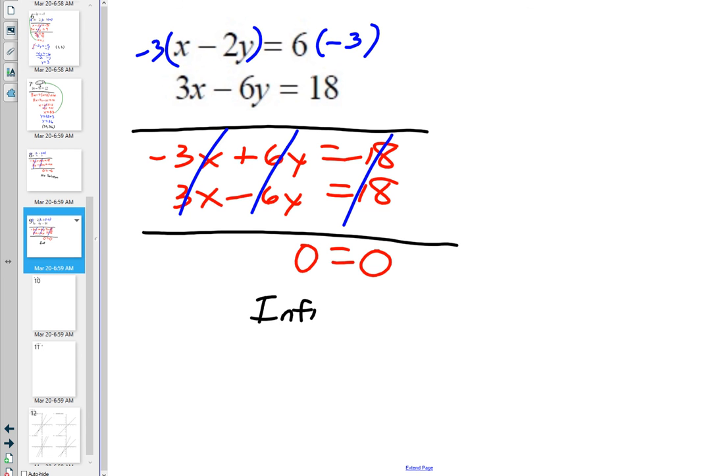Infinite. Oh, infinite, that's beautiful. Why infinite solutions? Because 0 equals 0. Because that's a true statement. 0 is equal to 0. If you have 2 numbers that are equal, then.